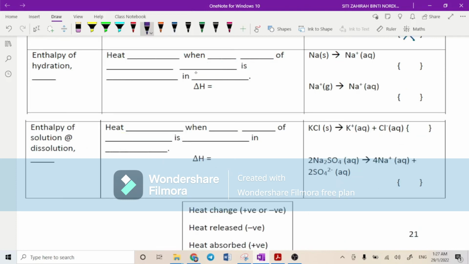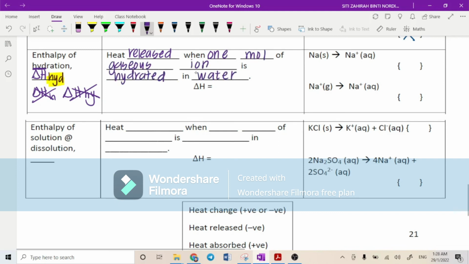Enthalpy of hydration, which has a symbol of delta H, HYD. You need to write the hydration as HYD, not delta HY. It should be written as HYD for hydration. It is the heat release when 1 mole of gaseous ion is hydrated in water. So heat release, the delta H should be always negative. Let's highlight the important word: 1 mole of gaseous ion is hydrated in water.